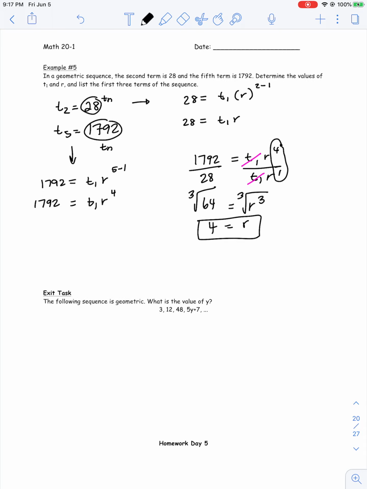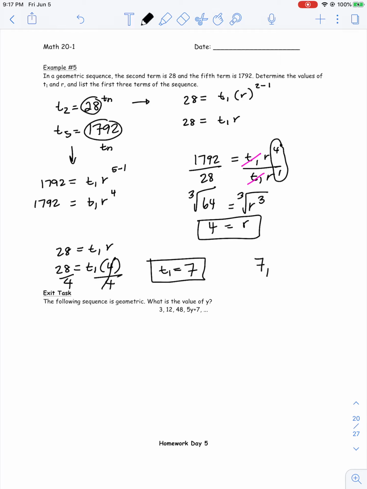So once we find the r value of 4, we can now find the first term. We can go back to the equation where 28 equals t1 times r, and we can replace r with 4. So this is the substitution that I'm using. So we're going to divide both sides by 4 and find that t1 equals 7.